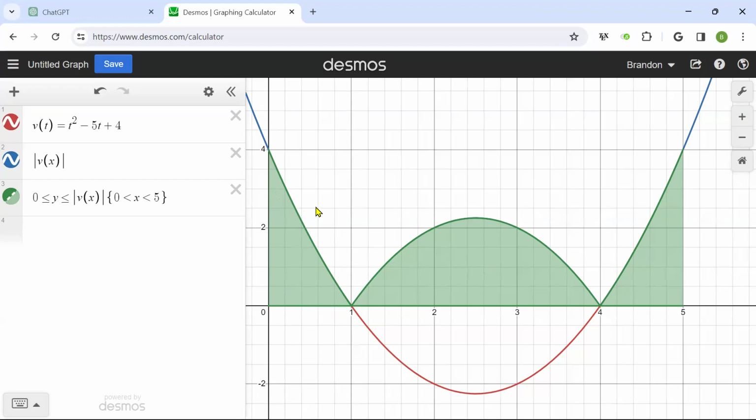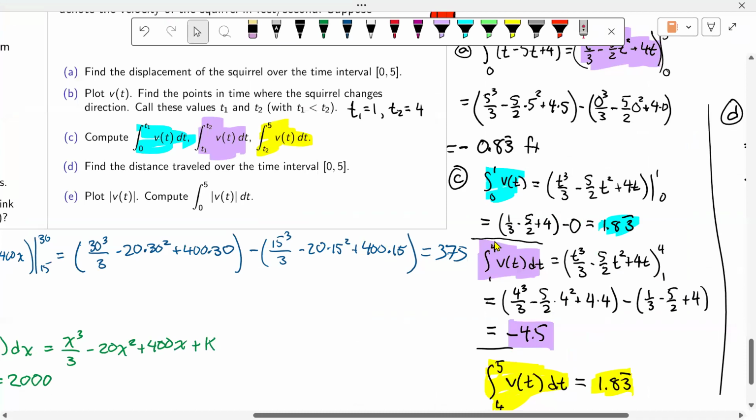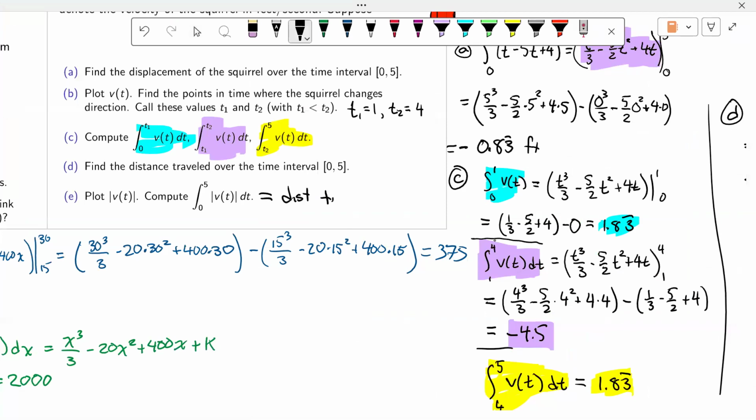Yeah. The area under the absolute value of the curve is going to be the exact same thing as the distance traveled. That's essentially what we computed. So all that to say, this is distance traveled right here.